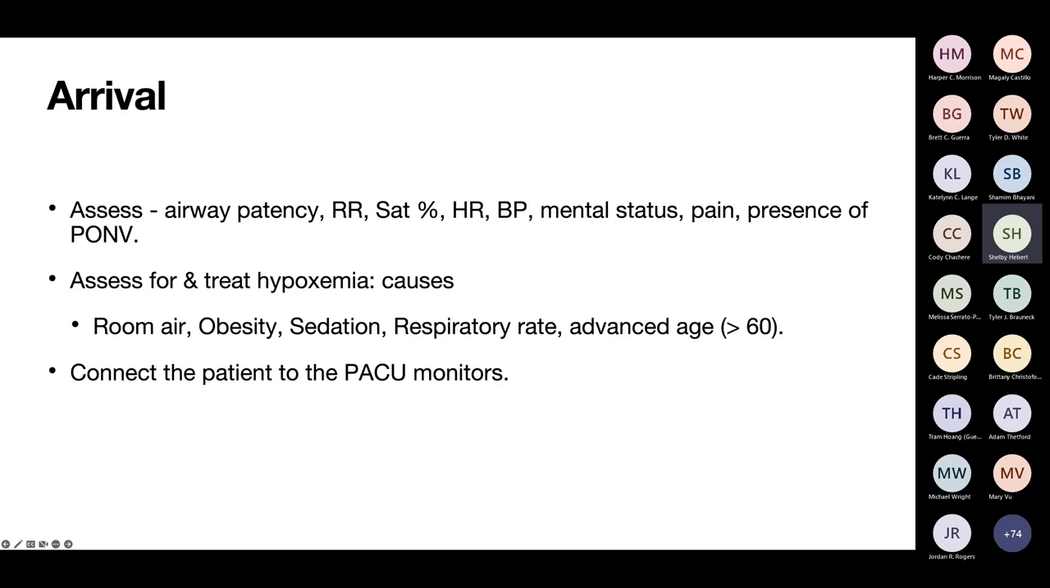So also one of the big issues we run into in recovery, as I mentioned, was hypoxemia. So start thinking about why they're having difficulty. Are they on room air? Most facilities require patients coming out, especially if they've been under general anesthesia, to remain on oxygen. So they may come out on a mask and get downgraded to a cannula. You may be able to bring them out on a cannula. It just depends on the patient and what's going on. Patients we tend to have trouble with are those that are obese, those that are excessively sedated, and those that are a little bit older.